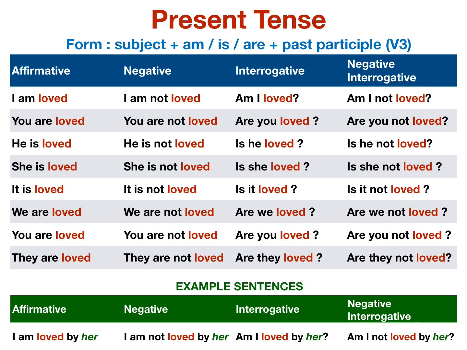We are loved. We are not loved. Are we loved? Are we not loved? You are loved. You are not loved. Are you loved? Are you not loved? They are loved. They are not loved. Are they loved? Are they not loved? Example sentences. I am loved by her. I am not loved by her. Am I loved by her? Am I not loved by her?